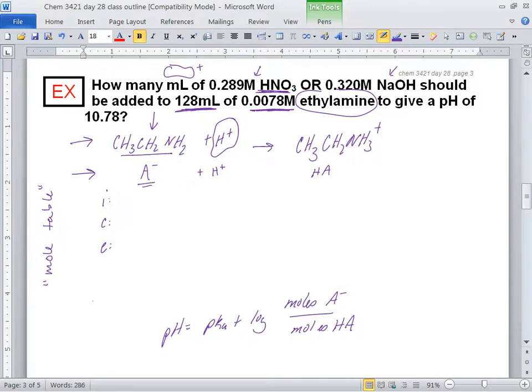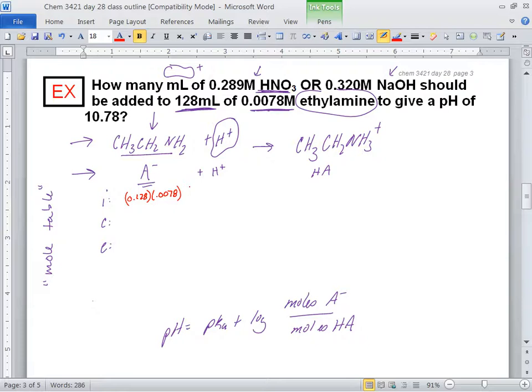0.128 liters times 0.0078, whatever number that is. There's our initial moles of conjugate base. Yeah, because you have to convert it into liters, so divide it by 1,000. So move the decimal place over 3 places. It'd be 0.128.